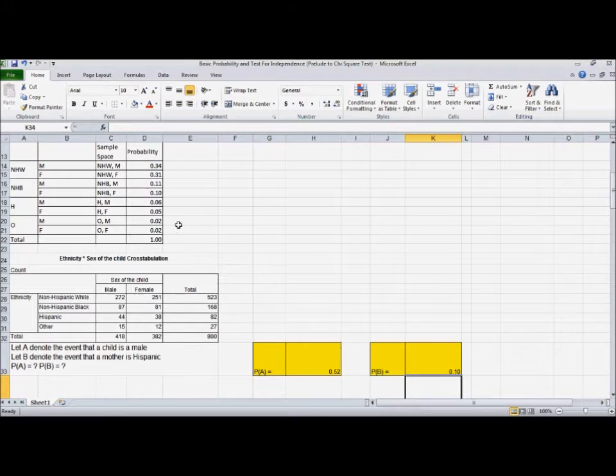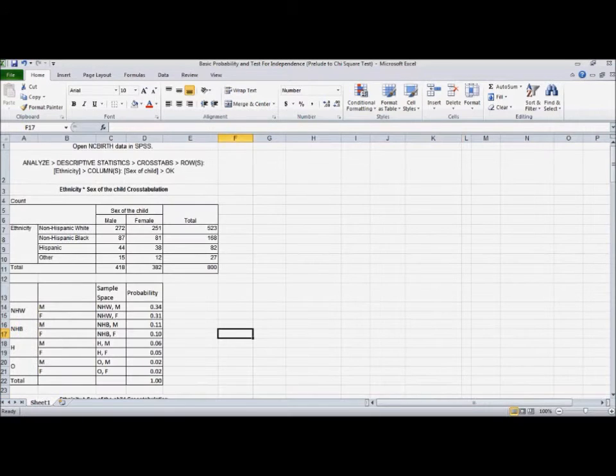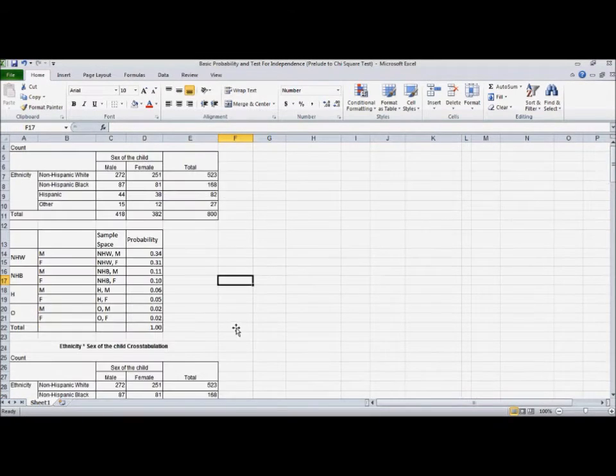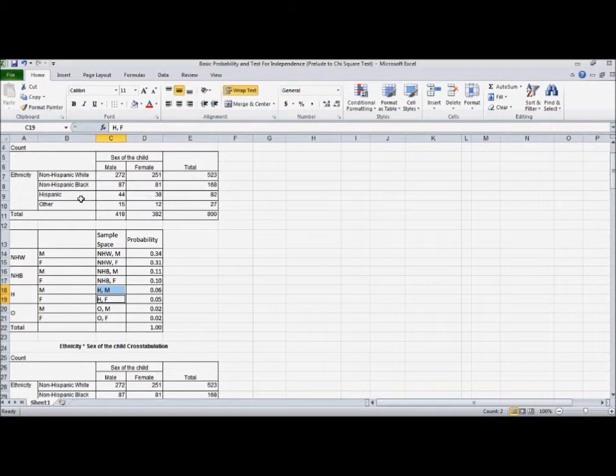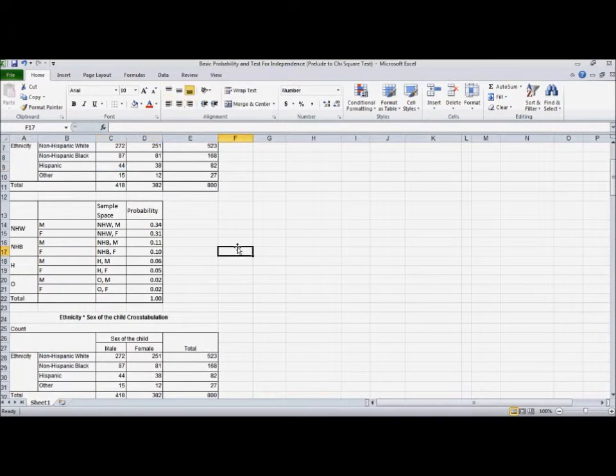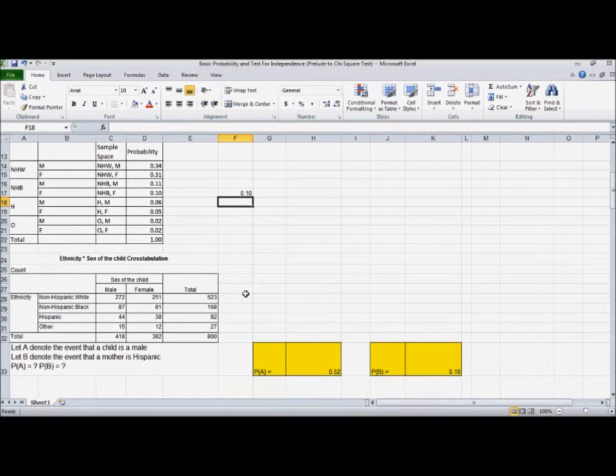Now look back to our sample space. In our sample space we see that there are 2 outcomes where the mother is Hispanic. We see here 1, 2, and those are these 2 outcomes here. We can sum those probabilities to confirm that we get the same probability.